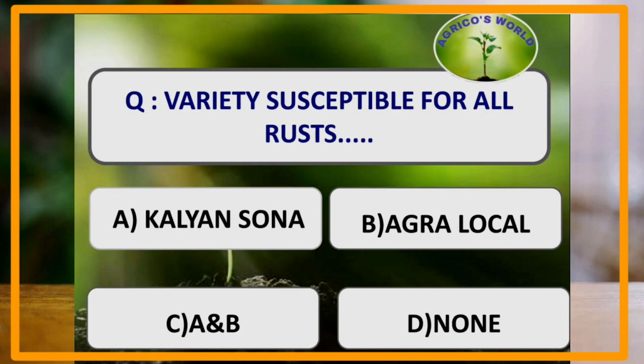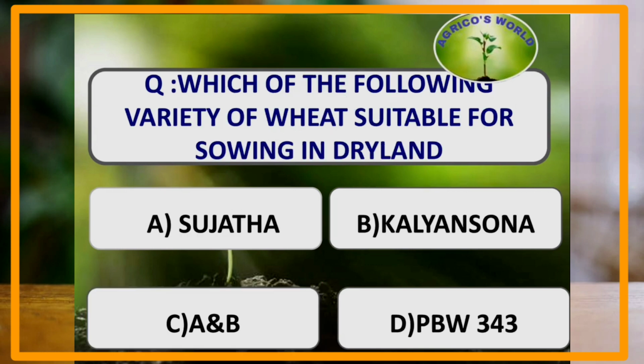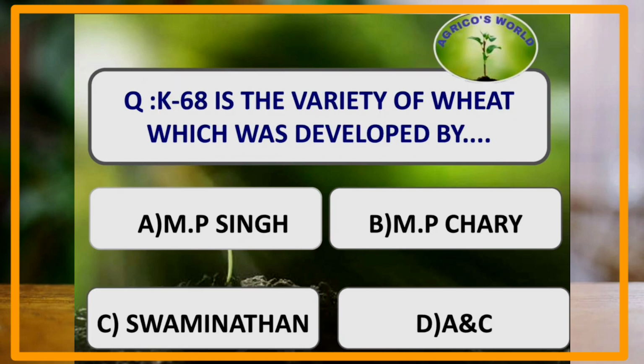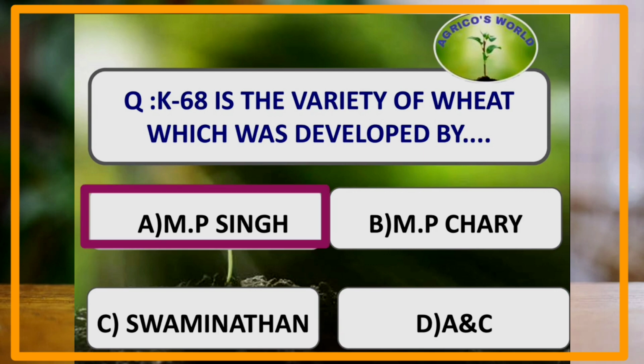What is the variety which is susceptible to all types of rust? Kalyan Sona and Agra Local are the varieties which are susceptible to all the types of rust of wheat, and Chhoti Lerma is the variety which is resistant to all the rusts. Which of the following varieties of wheat is suitable for sowing in dryland conditions? Sujata and Kalyan Sona are the varieties of wheat which are suitable for sowing in dryland conditions. K68 is the variety of wheat which was developed by which of the following scientists? K68 is a hybrid variety and it was developed by the scientist MP Singh.